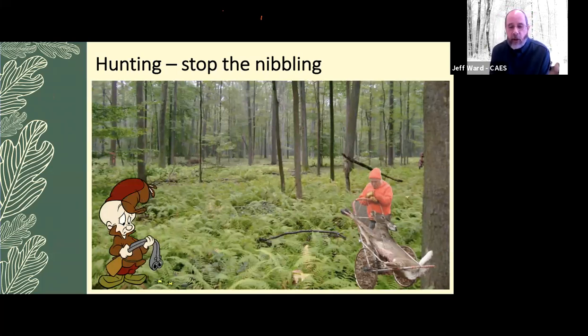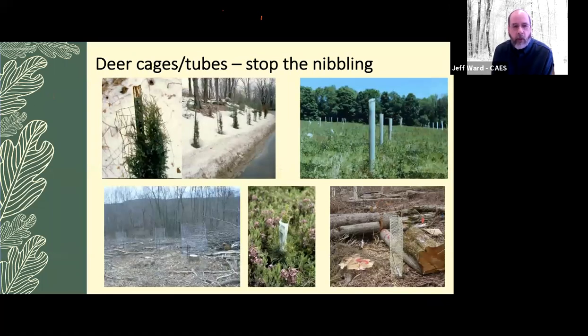But not everywhere is a place where you're allowed to hunt, and not everyone wants to have hunting on their land. So what are some alternatives to hunting that you can do to try to get the regeneration, the new trees, to grow on your land? Next. Well, one thing you can do is to put up cages.